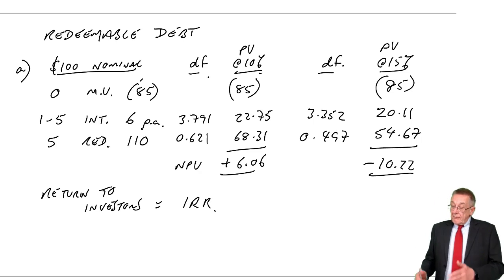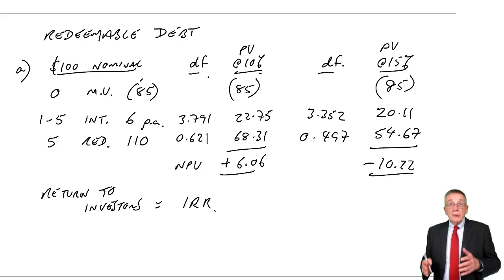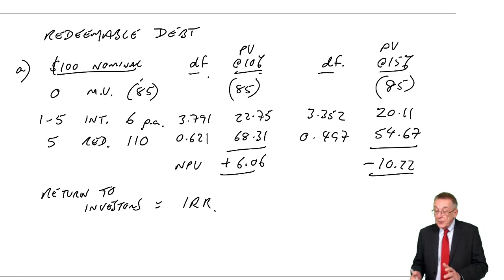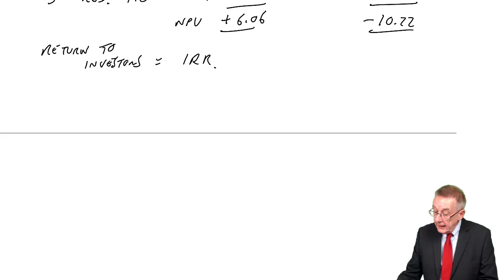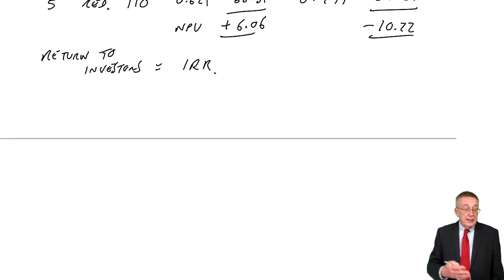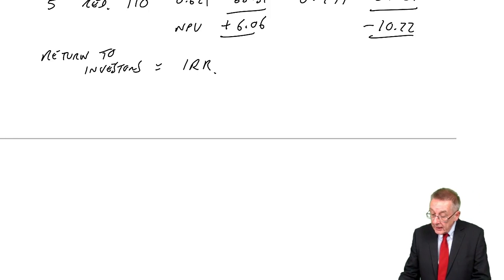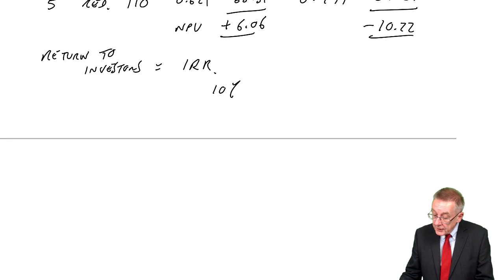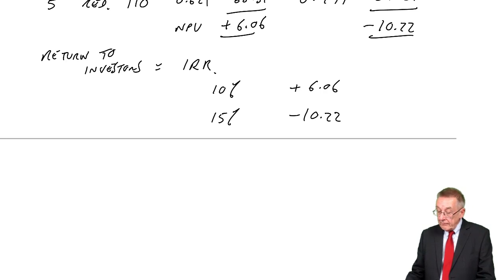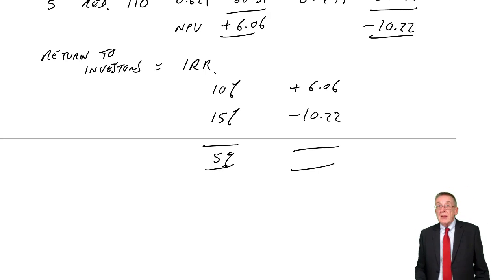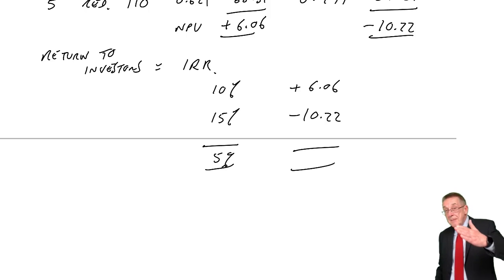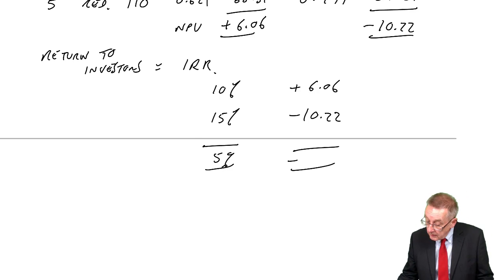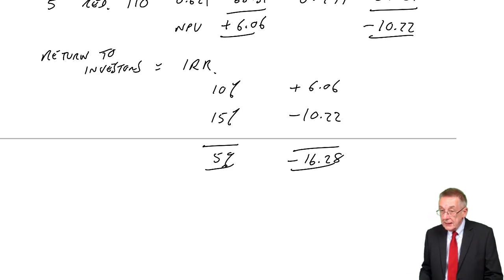And so the internal rate of return, the return to investors, is somewhere between the two. And just like I went through in detail in the chapter on investment appraisal, I'll do it the same way. At 10%, we got plus 6.06. At 15%, minus 10.22. Over a change of 5 percentage points, the NPV fell from plus 6 to minus 10, in total by 16.28.